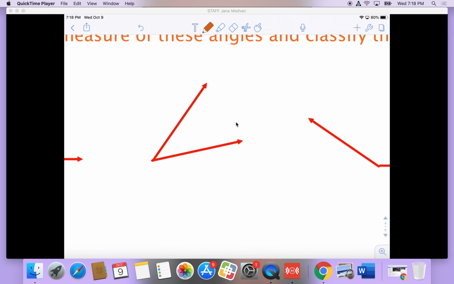This next one, if you think about it, if this is a 90 degree angle going like this, it looks like it's half. So I would say this one is a 45 degree angle, and of course it's acute because it's a cute little angle. It's less than 90 degrees.